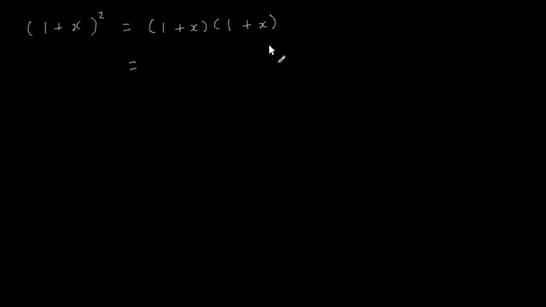So if I want to expand this, what would I do? I would look at each term in a bracket and multiply it by each term in the other bracket. So I would do 1 times 1, that gives me 1, and then 1 times x, that gives me x, and I'll go to the next term. I do x times 1, gives me x, and x times x, that gives me x squared. Then if I add all this up, or simplify it, I'll get 1 plus, so x plus x is 2x, 1 plus 2x plus x squared.